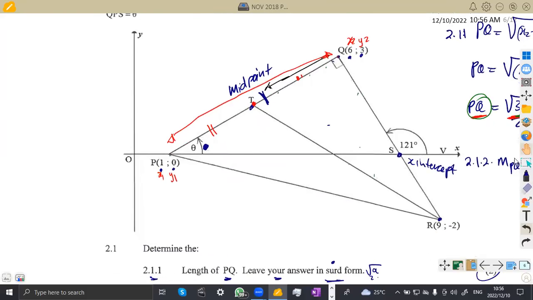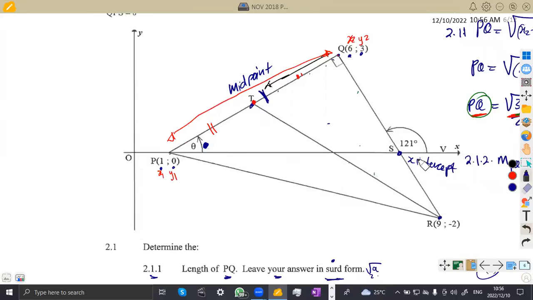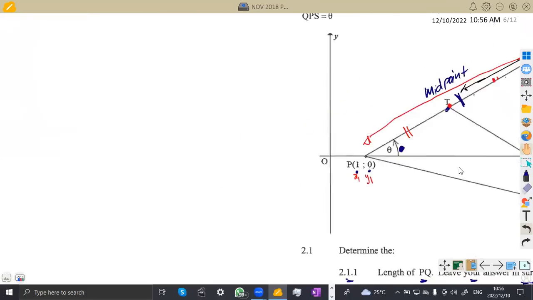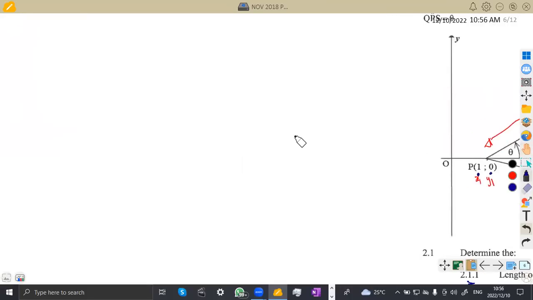So the point S that we see is actually the x-intercept of the line QR. If we check the line QR here, the point S is the x-intercept, where we know that on the x-axis, y is equal to 0. So if we have the equation of QR, it's going to be easier for us to find the point S, because we can simply substitute y to be equal to 0. So we need the equation of the line QR. How can we find it? Let's just use the space here.